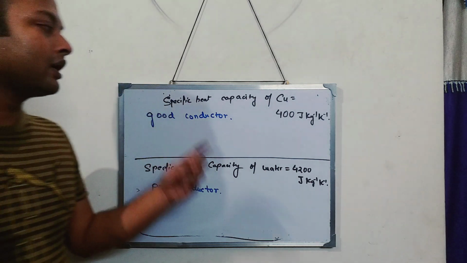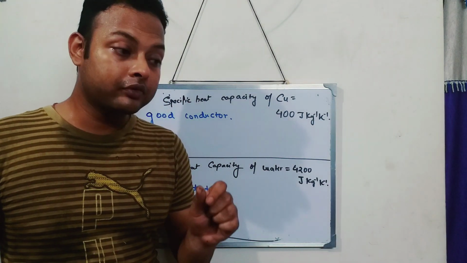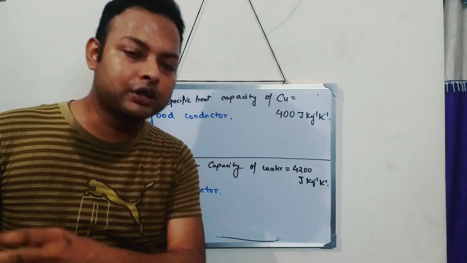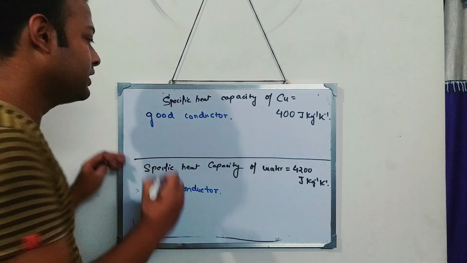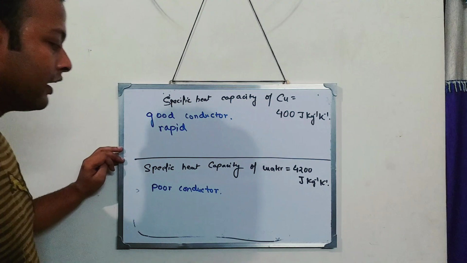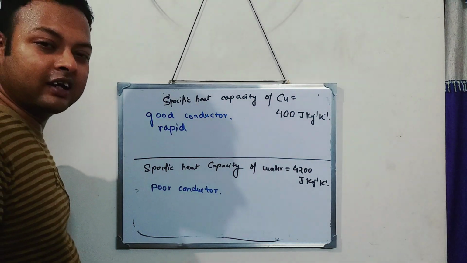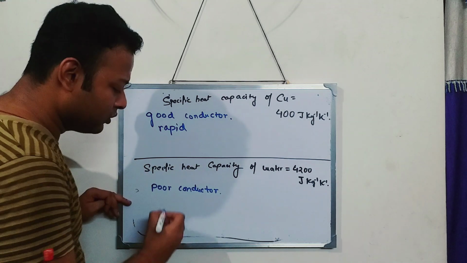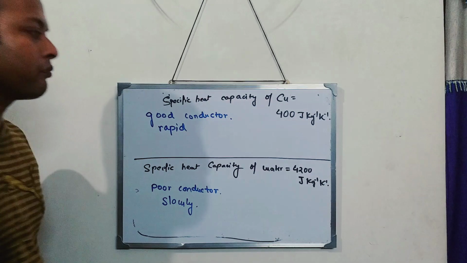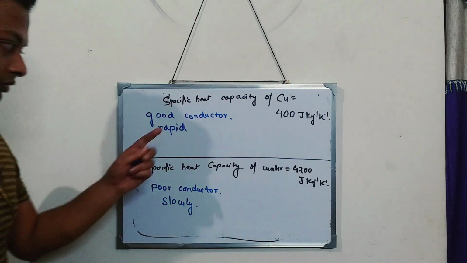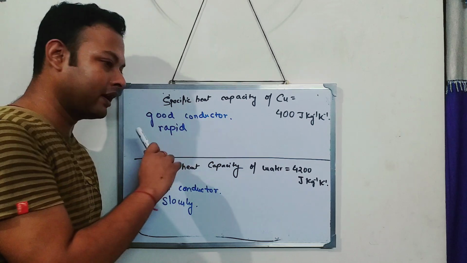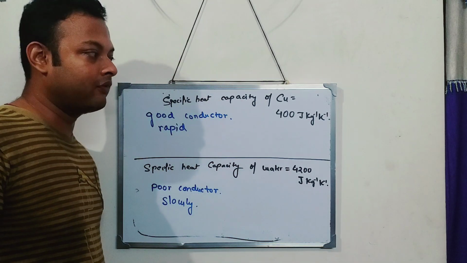Now, what does good conductor of heat mean? It means it can very rapidly transfer the heat. And poor conductor means what? It can transfer the heat very slowly, not very fast. So I think you understood. Copper is a good conductor of heat. It can transfer the heat very fast, rapidly.